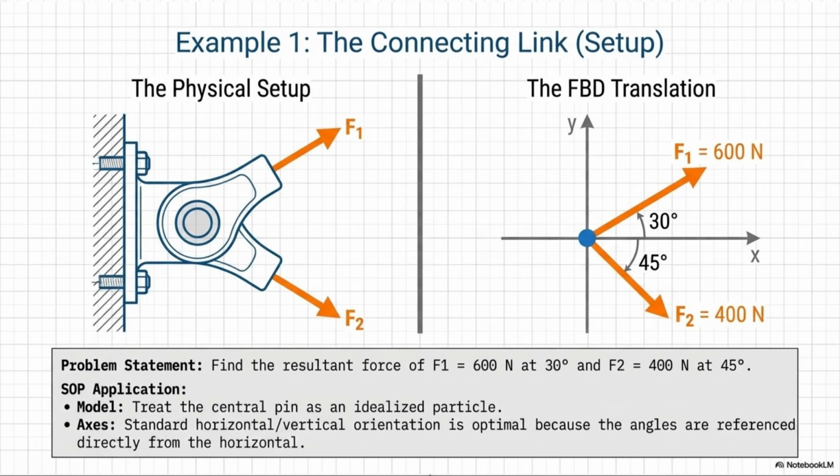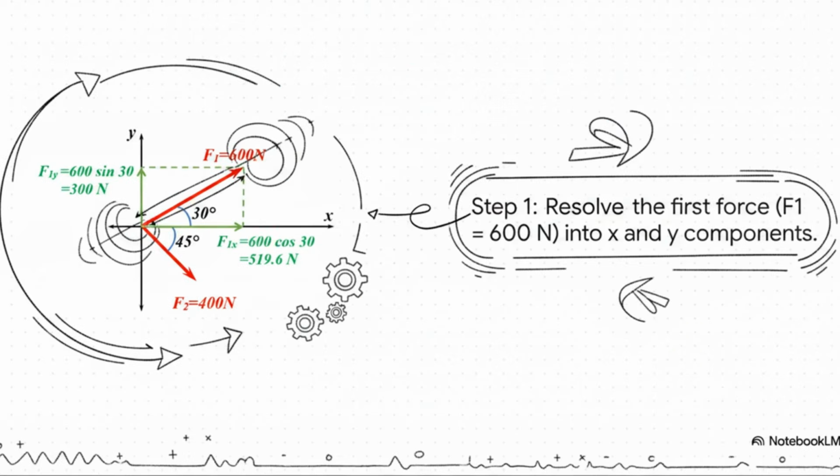This right here is our solvable model. Now for step 1, resolve. Let's start with F1. That's the 600 Newton force at 30 degrees. Using our basic trig, right? The horizontal x component is adjacent to the angle, so we use cosine. 600 times cosine of 30 gives us 519.6 newtons.